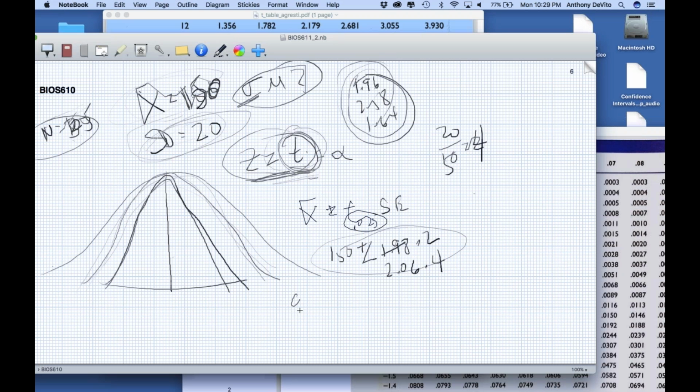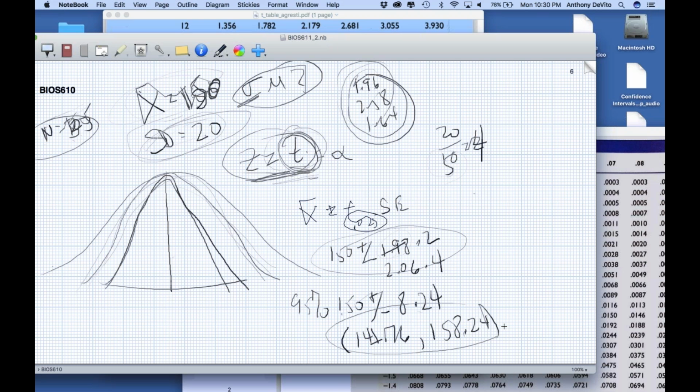So now our 95% confidence interval, because of our smaller sample size and our larger value of t, is going to be 150 plus or minus 8.24. We add and subtract 8.24 and wind up with 141.76, comma, 158.24. So now that would be our 95% confidence interval.